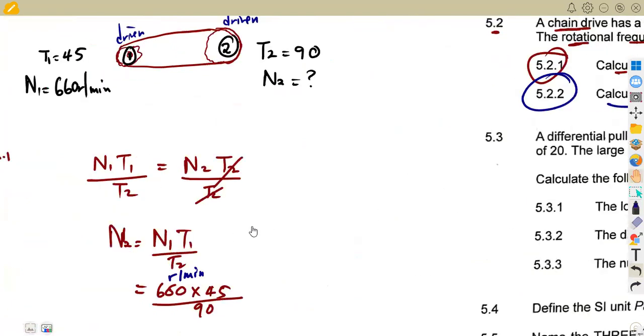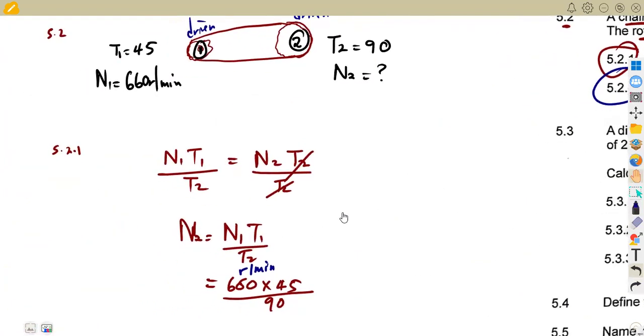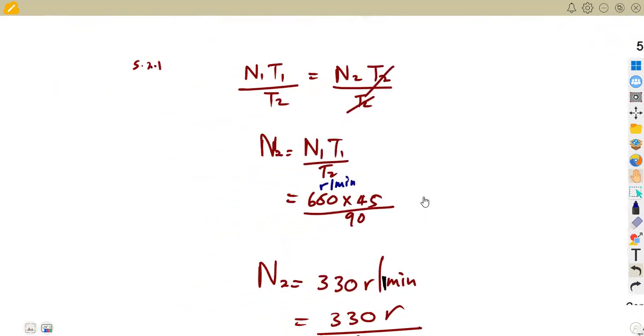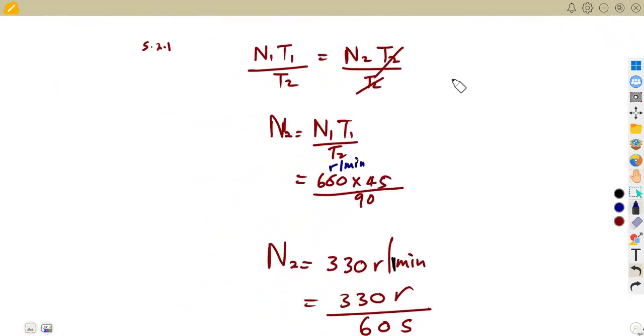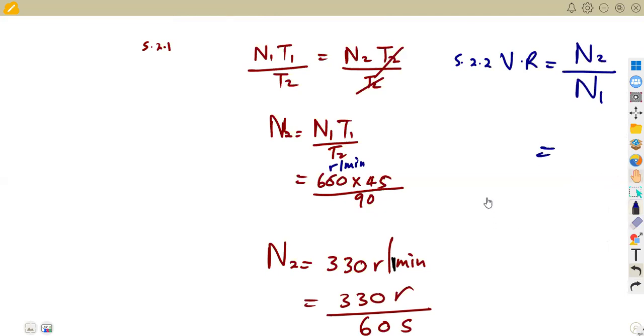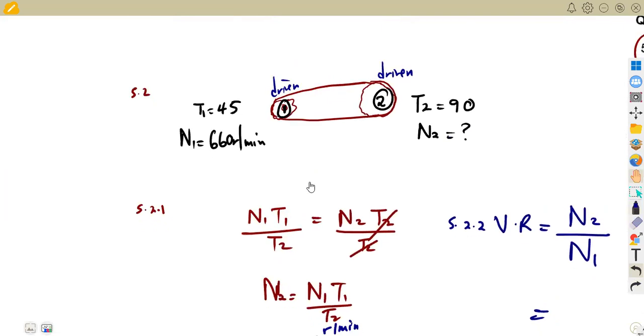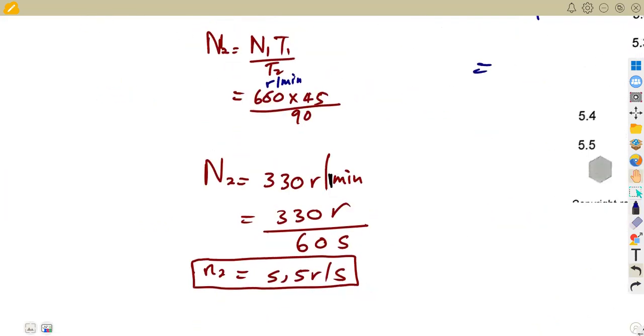We've got the speed now. We have got the speed here, so we can use the formula with the speed. Remember, there's a formula for velocity ratio that consists of the speed. That's 5.22. That states that the velocity ratio is simply the speed of the driven over the speed of the driver. So we have got the speed of the driven. Since the driver is already in revs per minute, let us just use the revs per minute here. So we got our answer in revs per minute for N2.